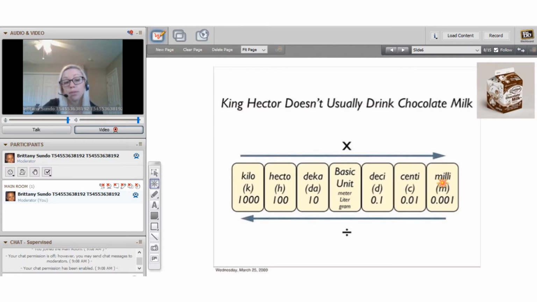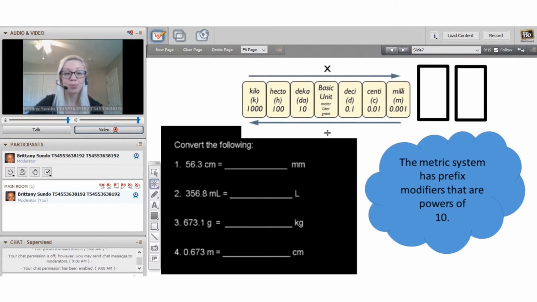The really nice thing about this chart is if you can remember the order of the chart, it makes the metric system super easy to use because you can look at this chart and easily convert the different units. And I'm going to show you an example of how to do that on this page. Okay, so here is our chart. We have King Hector doesn't usually drink chocolate milk. Okay, so you could write that out with that saying. That saying's super easy to remember, and you could use the beginning letters to write each of these units down. Okay? Now, our worksheet says to convert the following.